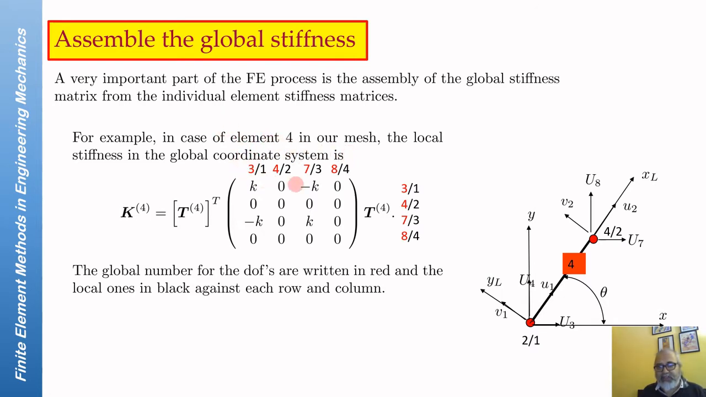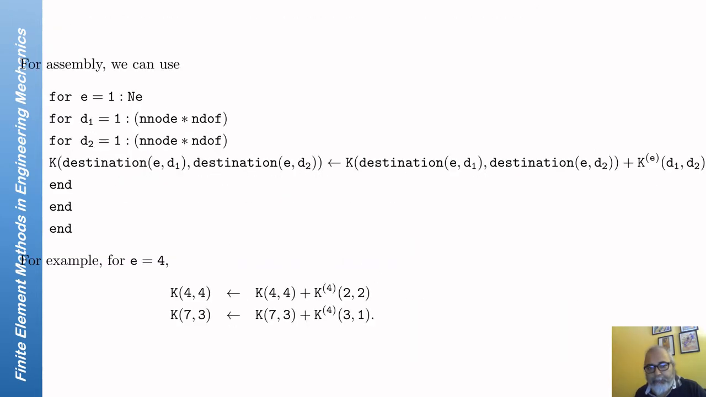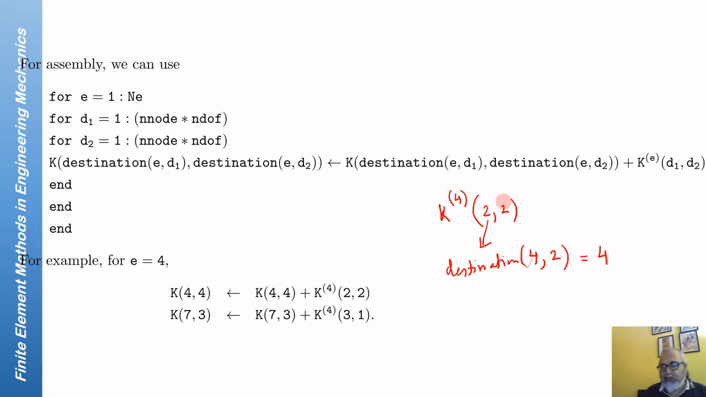So once you have this destination array chalked out, the assembly can happen in a very standardized manner if you can code it properly. So let us take one example for the local stiffness element of element number 4, the local stiffness element 2 2. So these are local node numbers. So we have to look at destination of element number 4's degree of freedom 2, which we know is 4. We again have to look for the same thing here. This also will be 4.